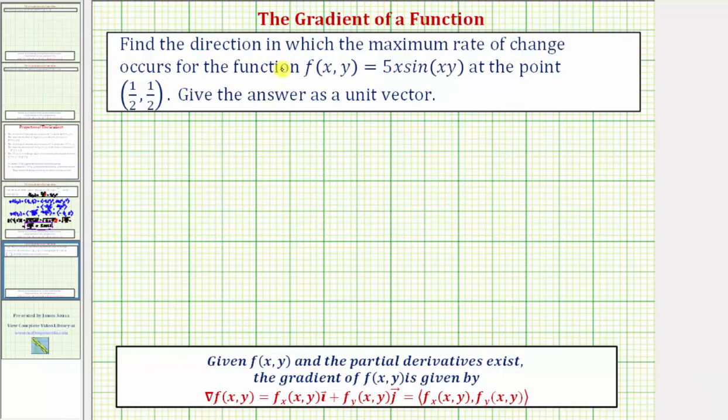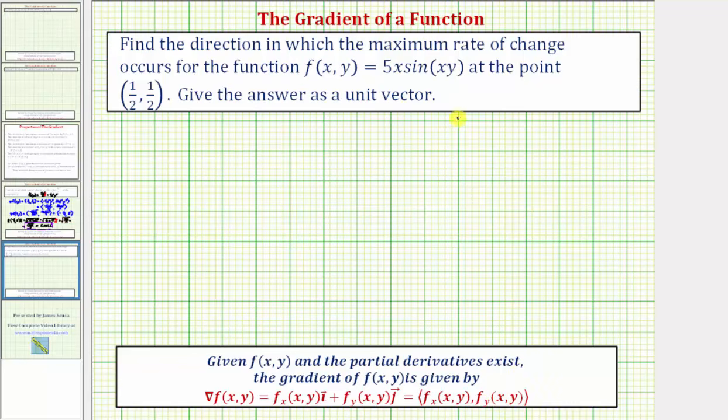Here we're asked to find the direction in which the maximum rate of change occurs for the function f of x comma y at the point 1/2 comma 1/2, and we're asked to give the answer as a unit vector. The gradient of f is going to give us the direction in which the maximum rate of change of the function occurs, which if we have f of x comma y, then the gradient of f is equal to the vector valued function, where the x component is equal to the partial of f with respect to x, and the y component is equal to the partial of f with respect to y.